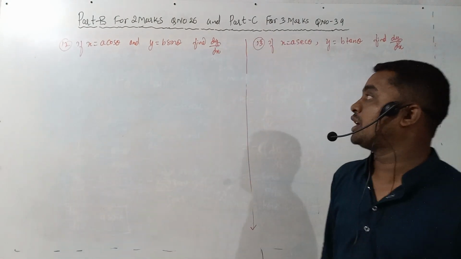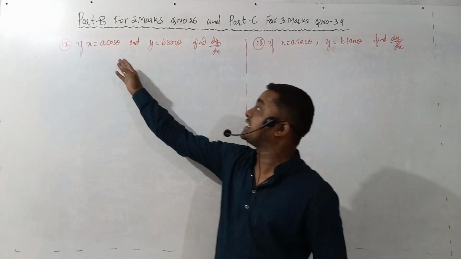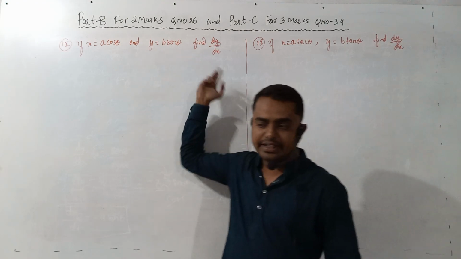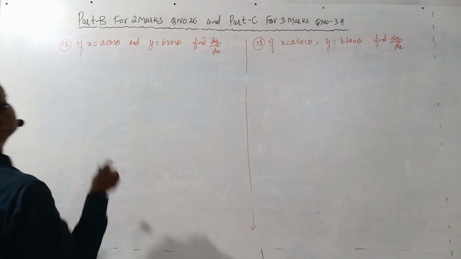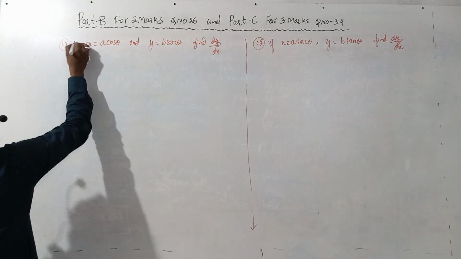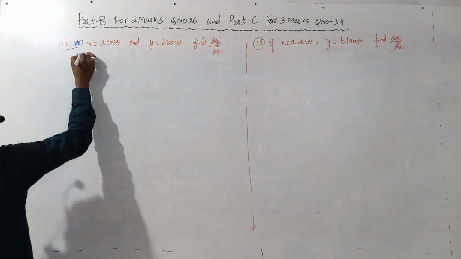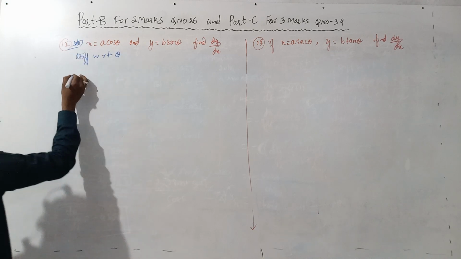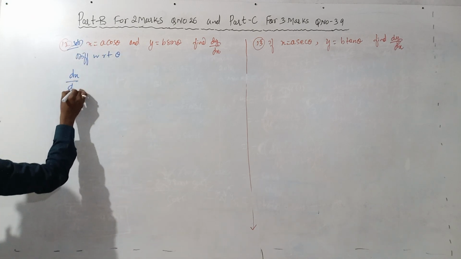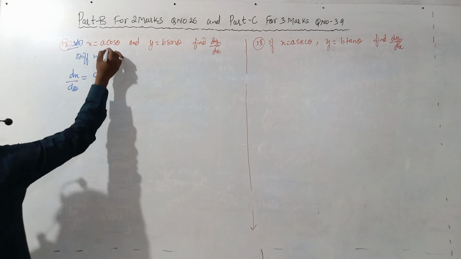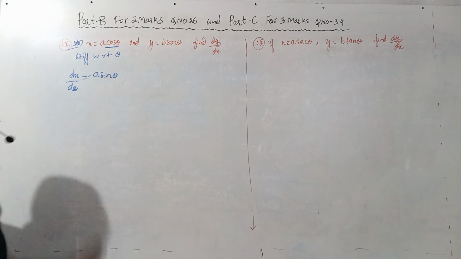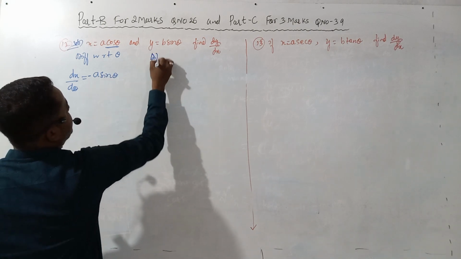So, last two problems. If x is equal to a cos theta and y is equal to b sin theta, find dy by dx. Write the solution as it is. Differentiate with respect to theta. Derivative of x, dx by d theta, is a as it is times the derivative of cos, which is minus sin theta. So minus a sin theta.